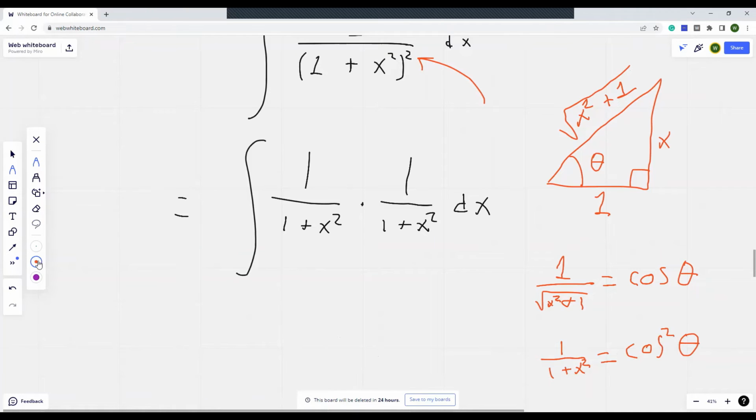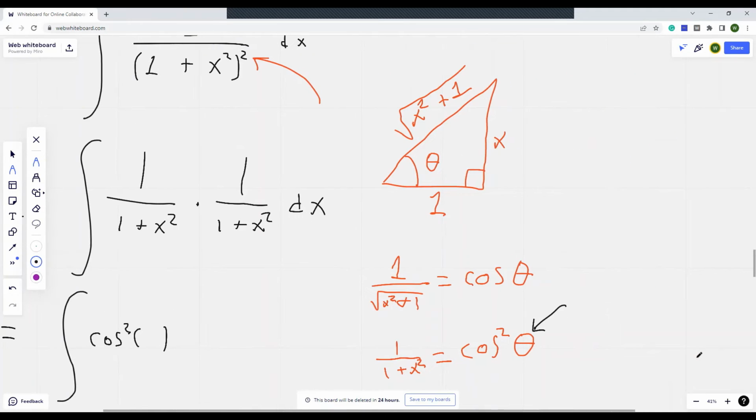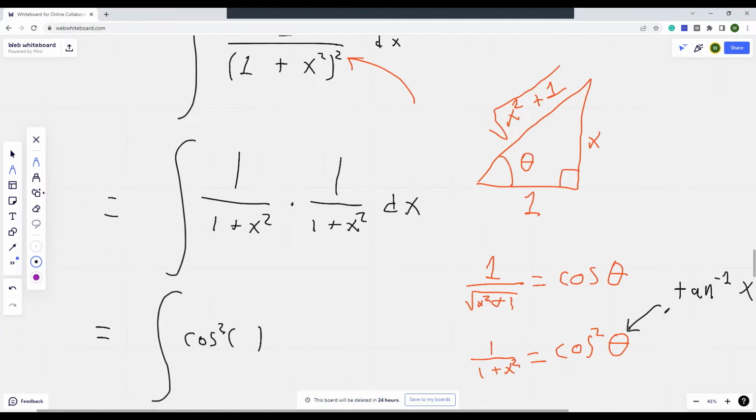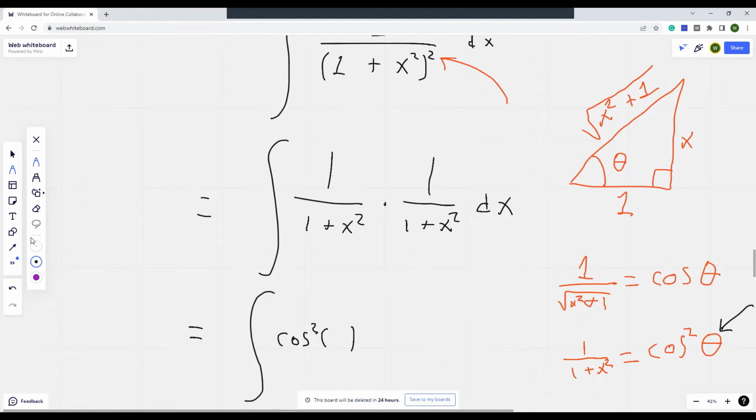So from here, you can go here and say, great, this is the integral of cosine squared. Cosine squared of what? The question we've got to ask is, where is theta coming from? Well, it's easy. Theta comes from the arctan of x. Beautiful. Theta comes from the arctan of x in that case. It's just x over 1. Perfect.